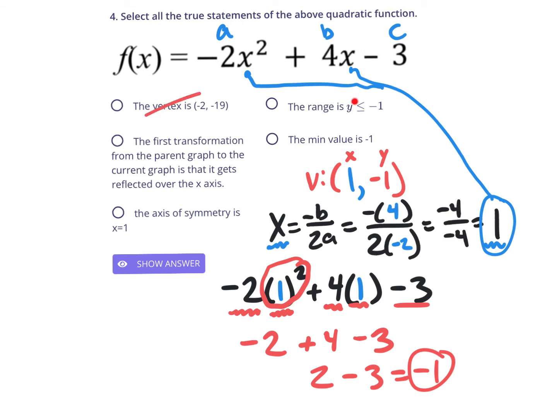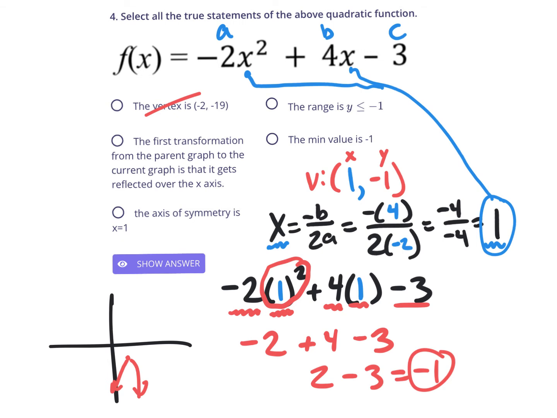It says the range is less than or equal to negative 1. Well, range are your y values, right? And we got to actually think of visually what this parabola looks like, knowing that the vertex is at 1, negative 1, right? So again, 1 on the x, negative 1 on the y. Here's a vertex. Does it open up? Or does it open down? It opens down because it's negative, and it's kind of narrow because it got vertically stretched by 2. So it's opening down. This is just a sketch, all right?